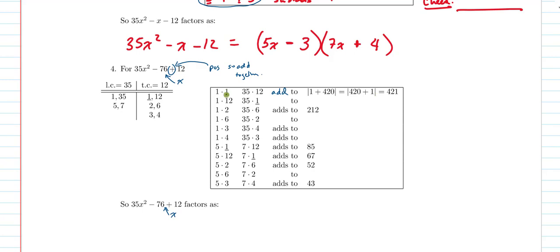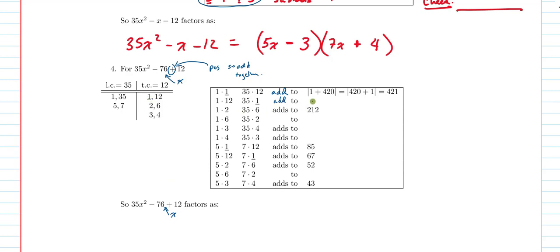Well, when I do the first pairing, 1 and 1 and 35 times 12, that's what I'm saying, folks, is we're not even going to check that. There's no way that when I add together those two terms that I'm going to arrive at 76. Okay? But then we have to check the other combination. So we do 1 times 12. So this 1 times this 12, and then this 35 times this 1.